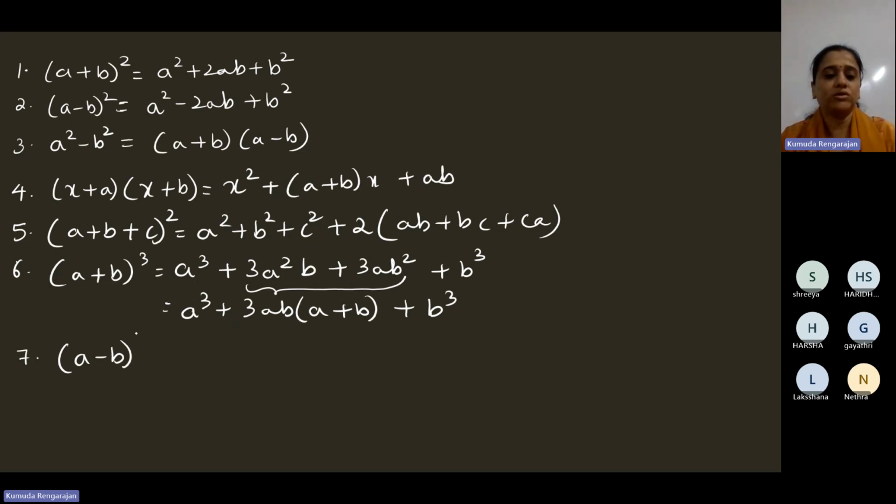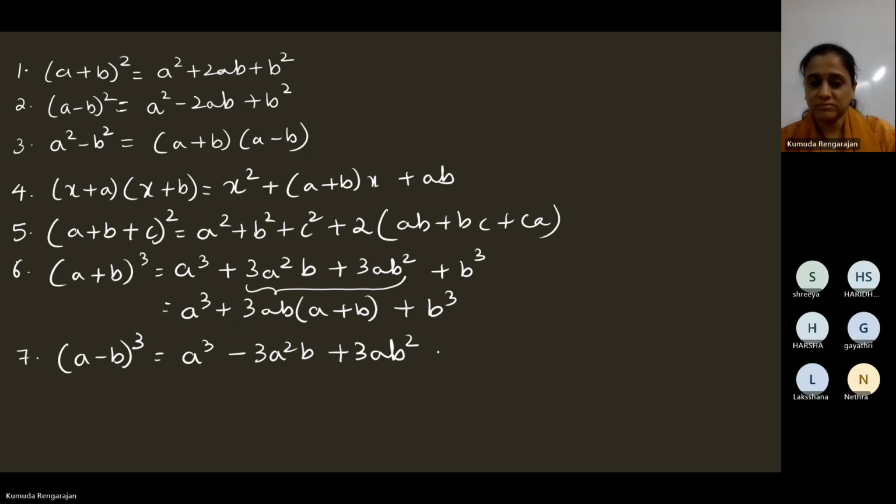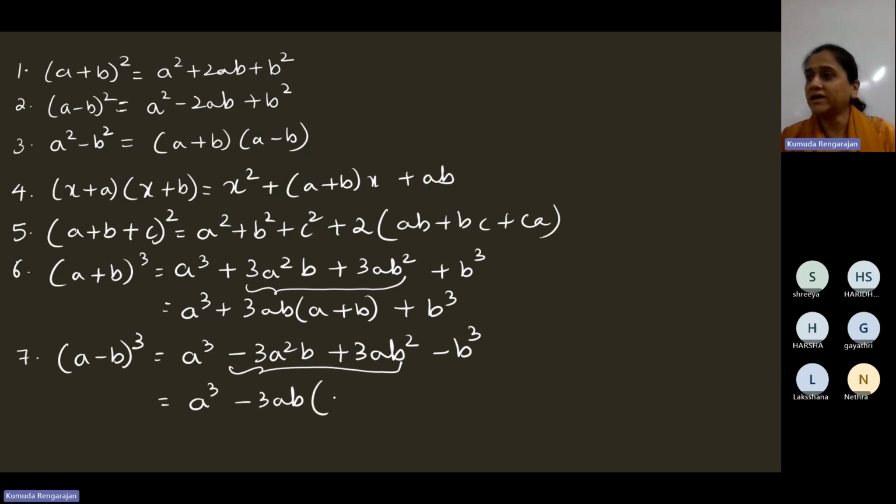What's a minus b the whole cube? A cubed minus 3a squared b plus 3ab squared. What's common between these two terms? Minus 3ab. In the bracket, a minus b and minus b cubed. A cubed minus 3ab into a minus b minus b cubed.